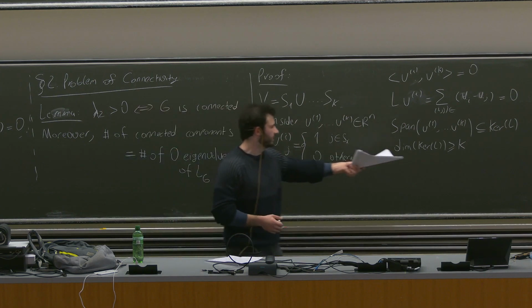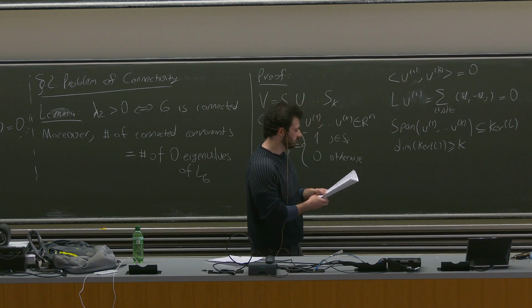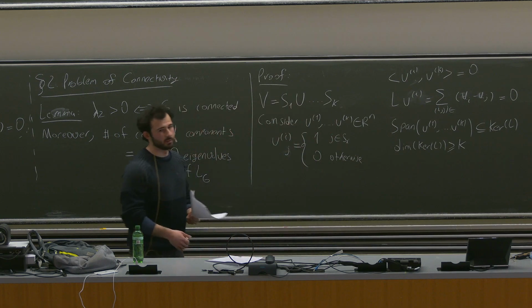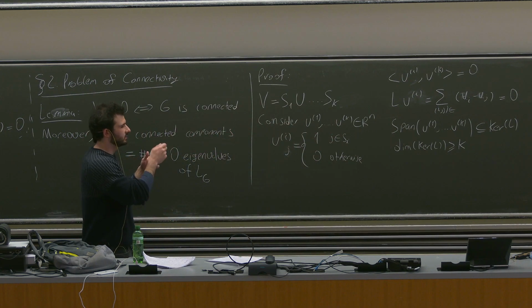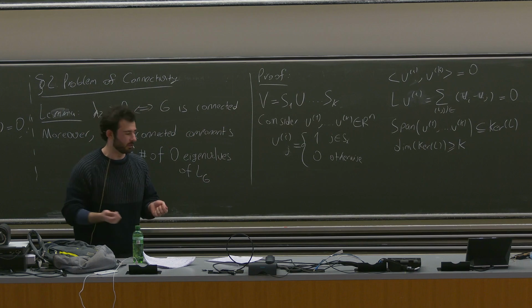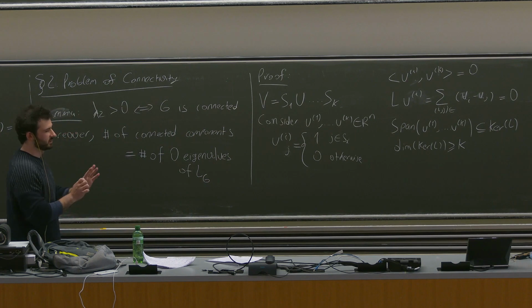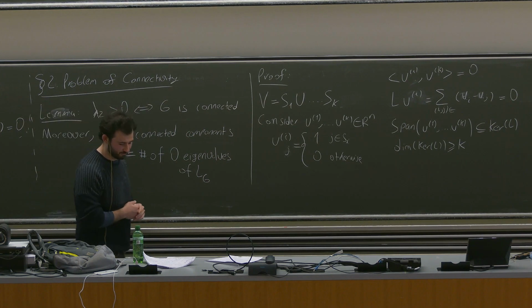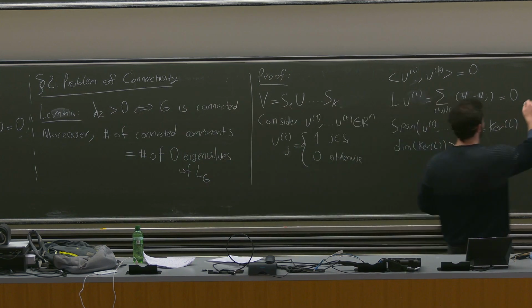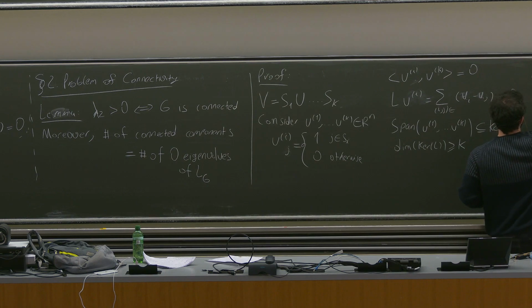And why do we like this result? Because the dimension of the kernel is the number of 0 eigenvalues, right? The kernel is just all the vectors that give Lx equals 0. So the dimension of the kernel is the number of 0 eigenvalues. So it will imply this result, which I should have made precise before. Now we're going to prove the other direction: the dimension of the kernel of L is less than or equal to k.